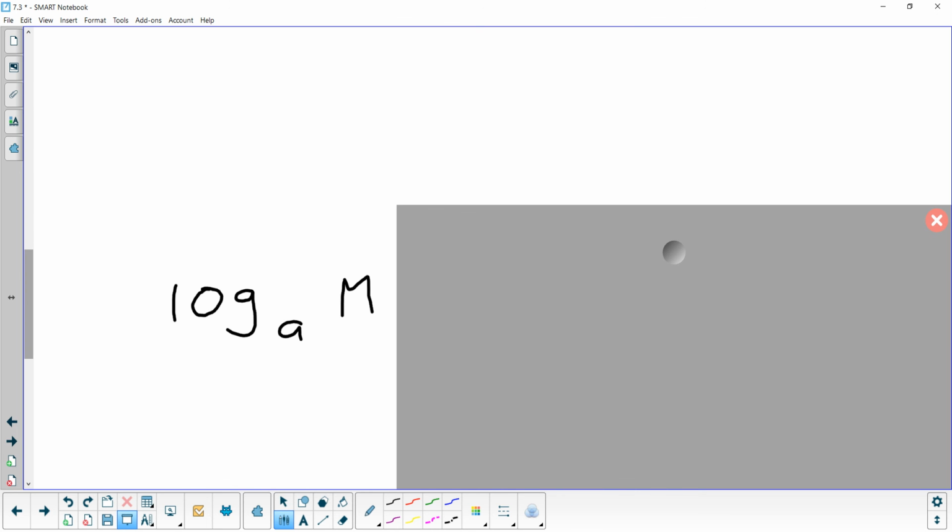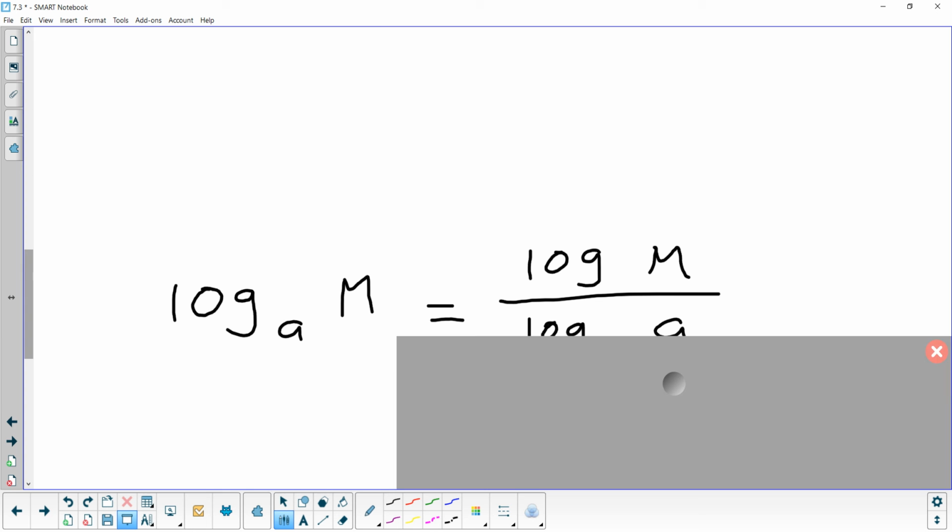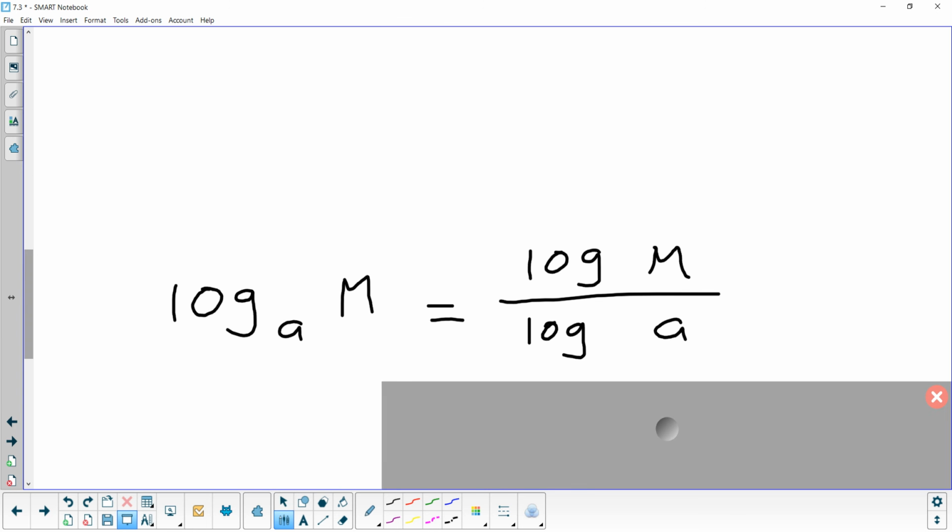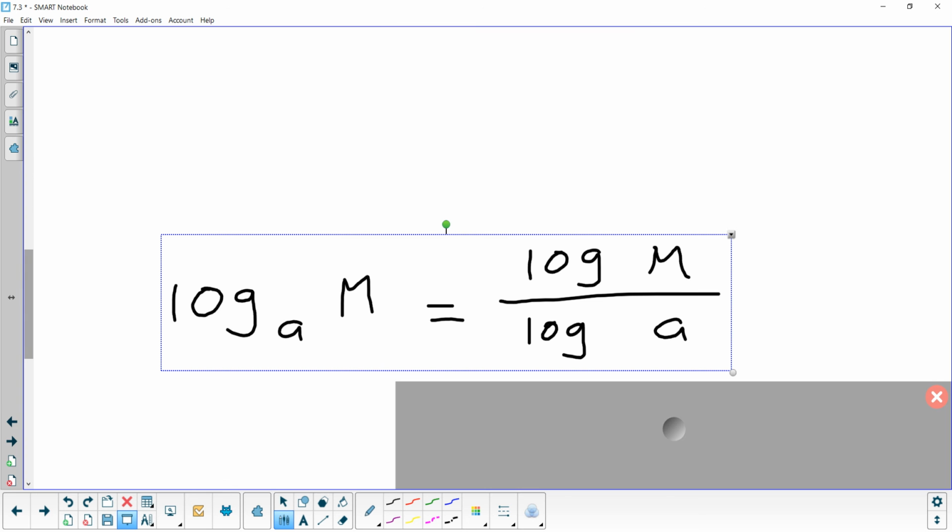The way you can type this in on a calculator is like this. Log of the argument divided by log of the base. And if you forget which one goes where, look at where they are in the original problem. The A is lower than the M because it's the base. The A goes on the bottom of the M.